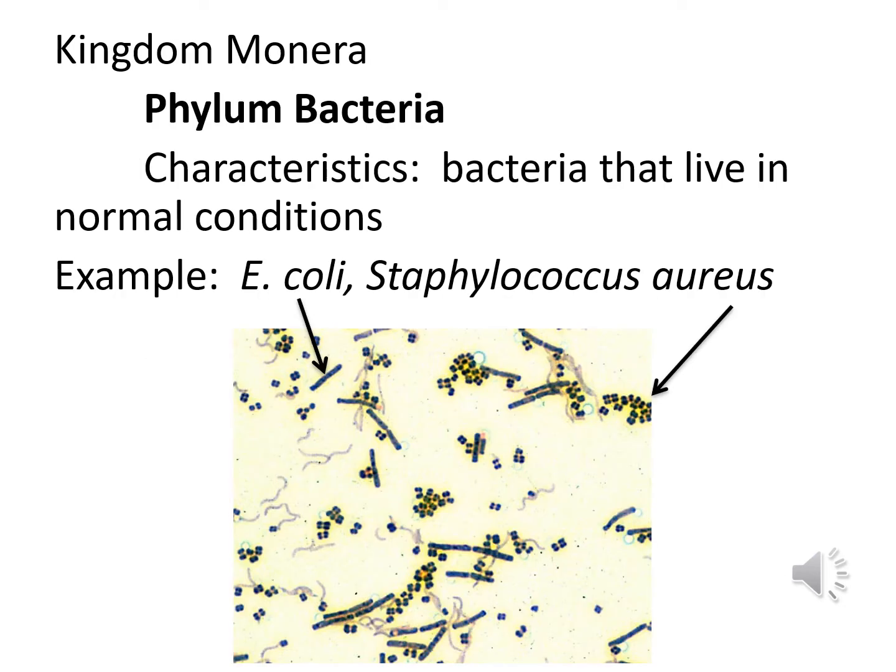The next little box on the handout is the phylum and its characteristics. On the slide, you can see we're talking about E. coli and Staphylococcus aureus. They are still in kingdom Monera, but they're also in Phylum Bacteria. Note, Phylum Bacteria is in bold, so the characteristics of bacteria that live in normal conditions do go with the phylum. Phylum Bacteria, and then the second rectangle for the characteristics needs bacteria that live in normal conditions.